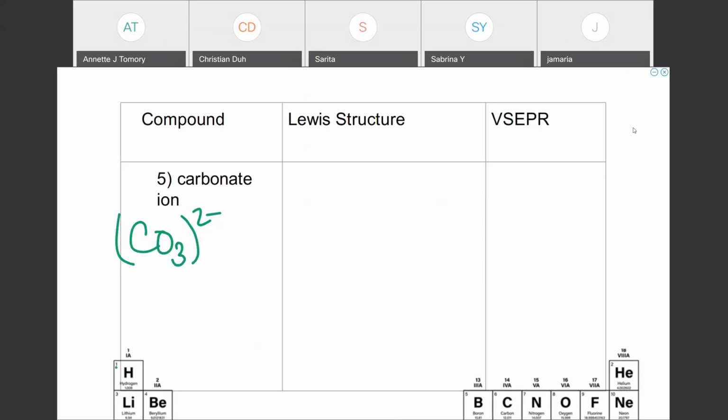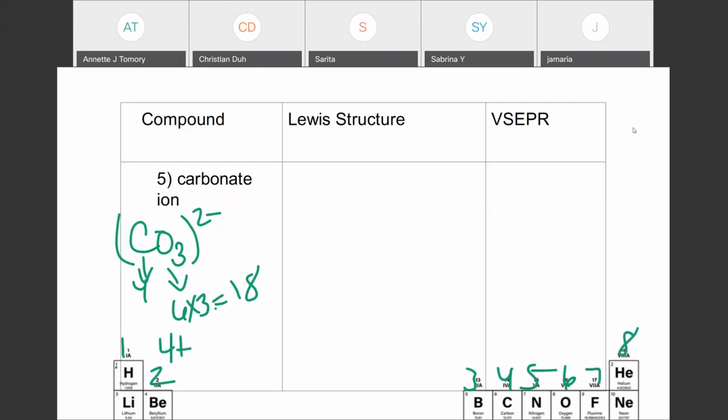So how many electrons are coming off of the carbon? How many is carbon bringing in? 4. How about oxygen? 18. Oh, 6, my bad. 6 times 3 is 18. So you guys are both right. All right. 4 plus 18 is what? 22. And then because of this 2 electrons up here, this -2, we're going to add 2 more electrons to give us a total of 24, right? Yes.